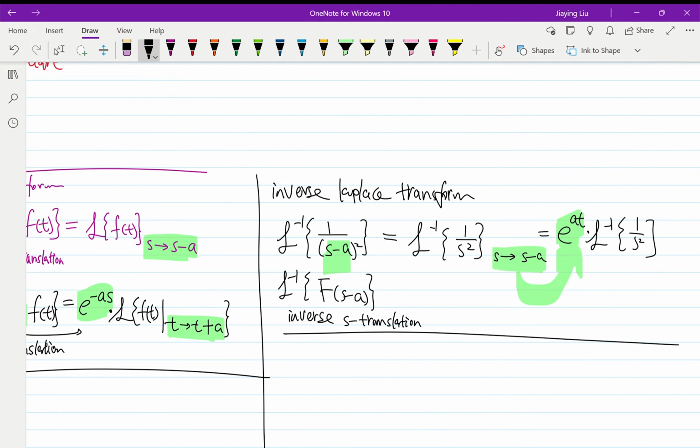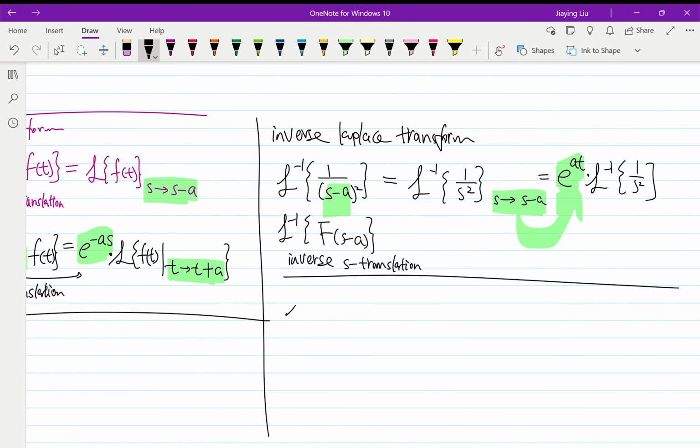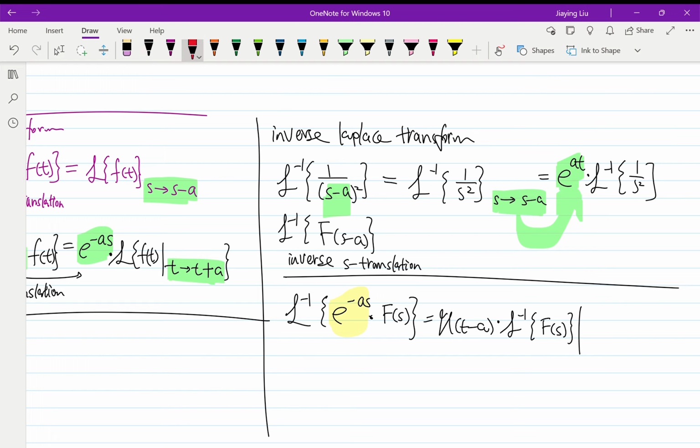Now, what about the inverse t translation? That's the case if you have the inverse Laplace transform of e to the negative as, or positive as, doesn't matter. You have something like that times some function of s. So if you have something like this, that's an indicator that we're going to end up with a Heaviside function. So that's going to become u t minus a. And then we're just going to find the inverse Laplace of the remaining. But in the process, at the end, we're going to have to remember to replace the t with t minus a.